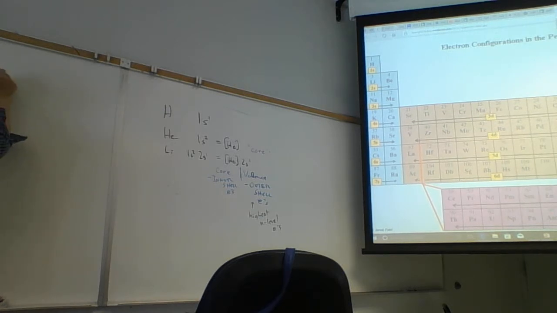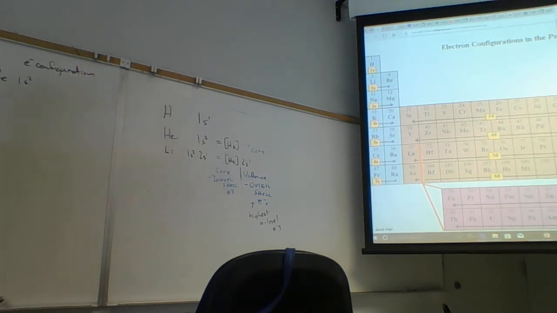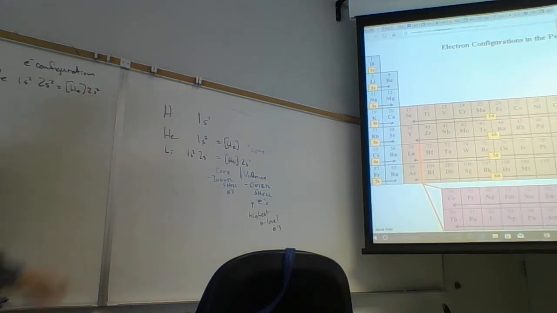After lithium comes beryllium. Beryllium is going to be 1s2. This is called electron configuration. Electron configuration is a more compact way of representing this, but it's not as informative as an orbital energy level diagram. So beryllium is going to be 1s2, 2s2, or helium core, 2s2. Focusing on the reactive electrons, it has 2 valence electrons, the 2 electrons in the 2s orbital here.